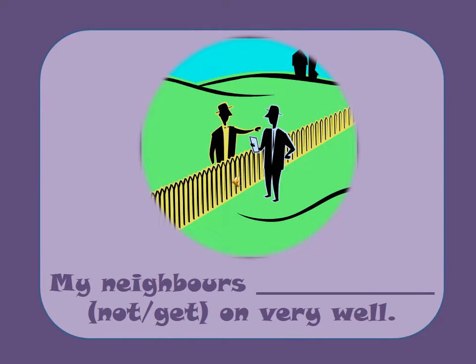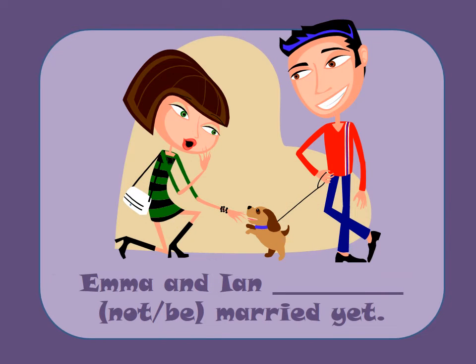Example, my neighbors, they are more than one, not get on very well. So in the negative form, I put doesn't or don't. I have my neighbors, more than one. So I'll say my neighbors don't get on very well. About this one, Emma and I not be married yet. So the verb to be in the present is am or is or are, verb to be.